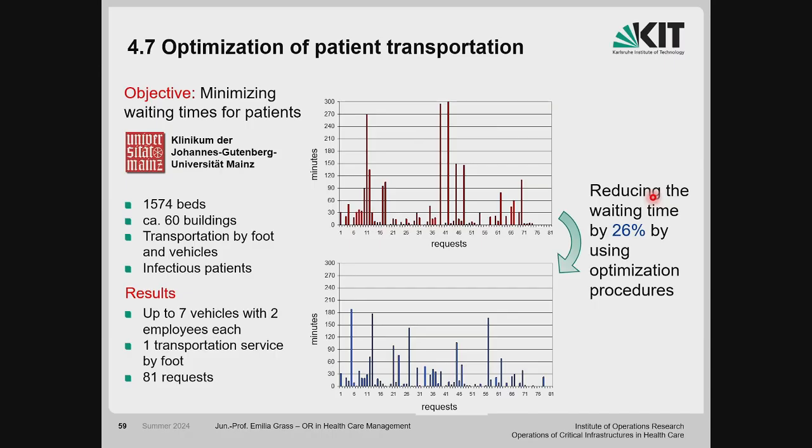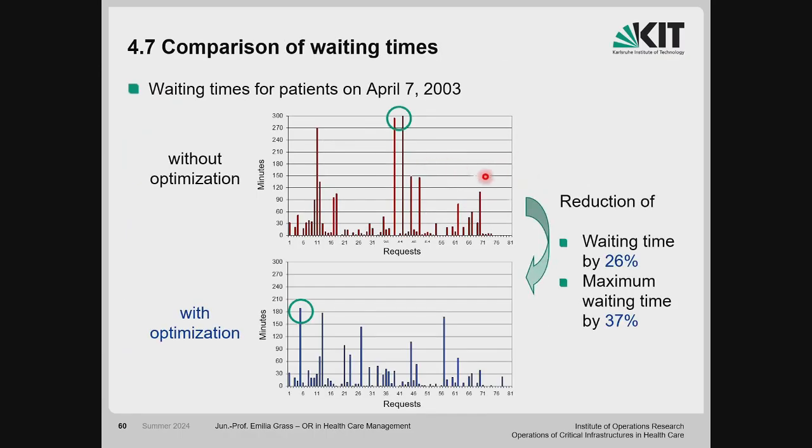Okay, so you can see here a significant improvement, and here also a bit larger. When you see here the 300, the longest waiting time was now 180 minutes, which is still a long waiting time nevertheless, but the maximum waiting time could be reduced by 37%. This was measured on April the 7th in 2003, and they presented it to the hospital, and they said, yeah, but it's because of the 7th of April. You are lucky with the date.